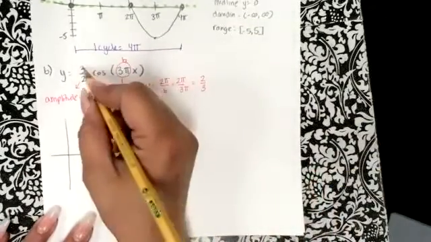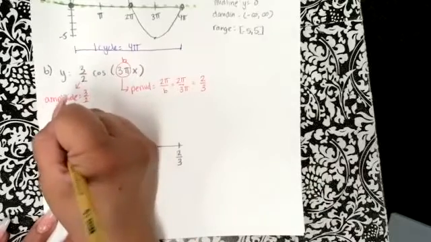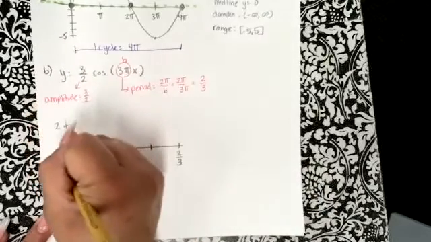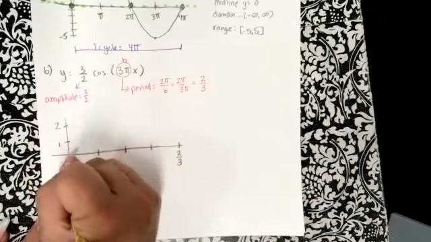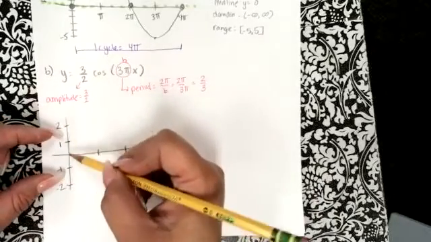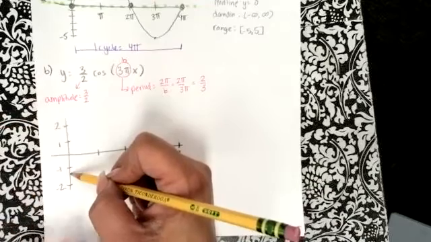And then my amplitude is going to be 3/2, which is 1.5. So here's the 1, here's a 2. So I'm just going to go half the way. Here's -1, -2. I'm just going to go half the way. So I'm only going to go up to 1.5 and down to -1.5.